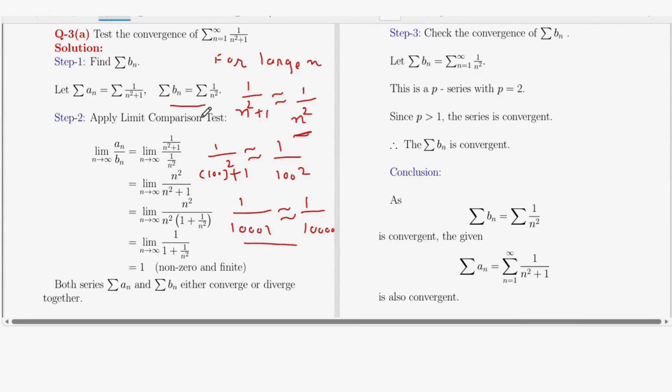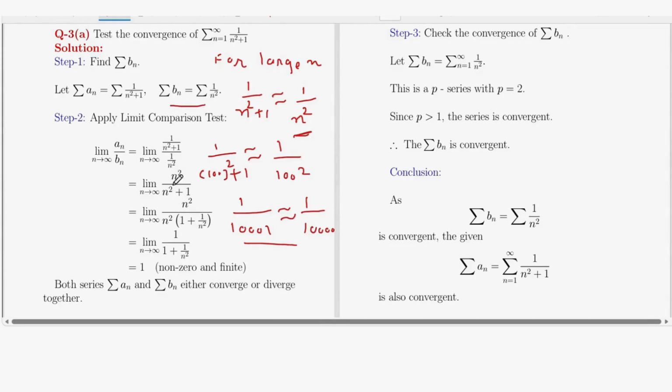Okay, so what is the Bn series? 1 upon n square. Now apply the limit comparison test. Find limit n tends to infinity An upon Bn. So this is the same as limit n tends to infinity. What is An? An is the given series, 1 upon n square plus 1. And what is the Bn? Bn is the new series, okay, 1 upon n square.